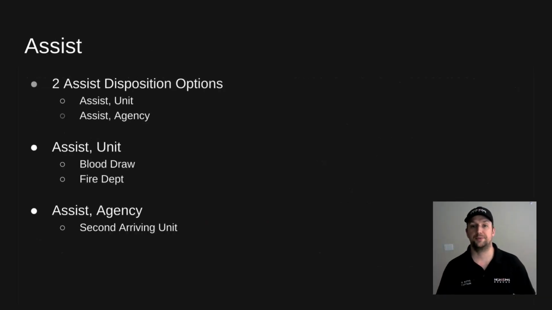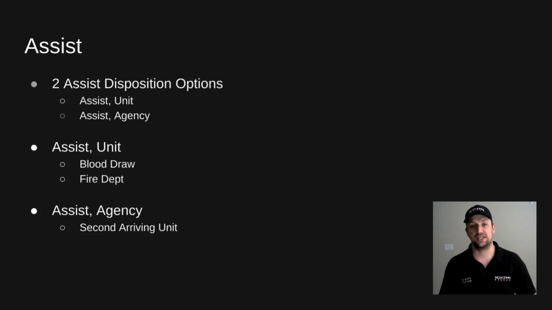For the assist disposition, there are 2 options, assist unit and assist agency. For assist unit, this is primarily used for blood draws and for fire department rehab. Fire department rehab is when there's an incident and you're simply assessing vital signs. There is no medical complaint.